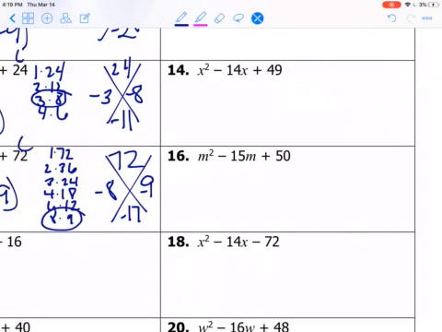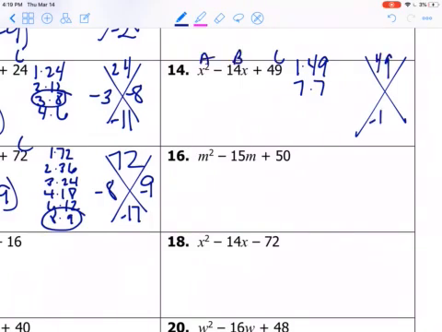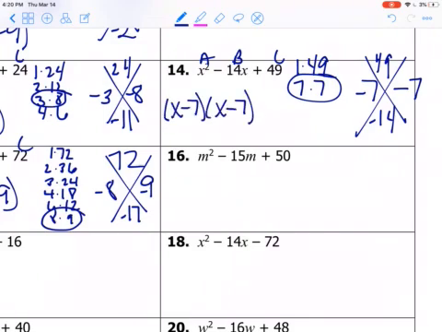What else did I do? 49? Sure. Things that multiply to 49, I only wrote down 1 and 49 and 7 and 7. There might be more. Hopefully not. That's your C and that's your B. So things that multiply to 49 that would add to be negative 14 is negative 7 and negative 7. So I'm going to have x minus 7 and x minus 7, which is the exact same. So another way to write that would be x minus 7 squared, because there's 2 of them.